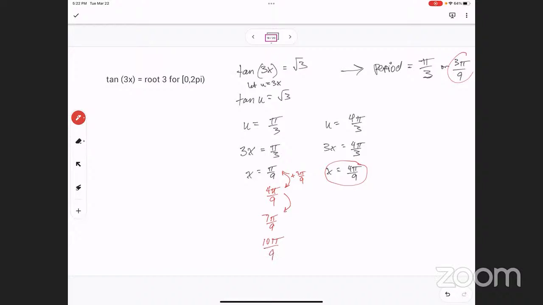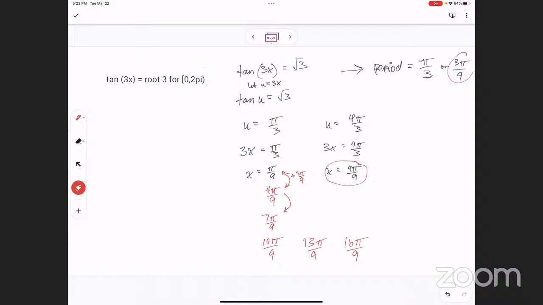10 pi over 9, then what? 13 pi over 9, 16 pi over 9. Do I write the next one? Because it's over 18 pi over 9. Oh, yeah. 19 pi over 9 is bigger than 18 pi over 9, which is 2 pi. So you can't go over 18. They don't want me to go over 18. They want me to only go to 2 pi.